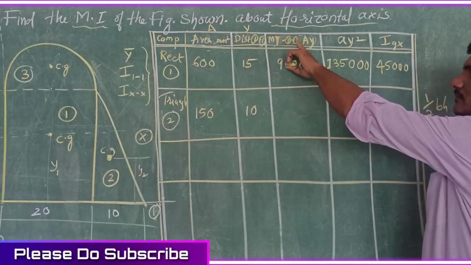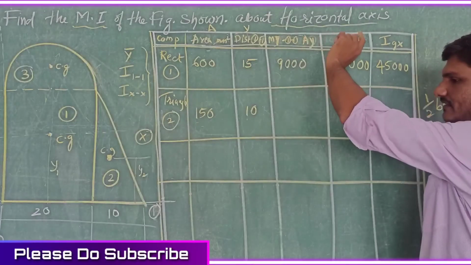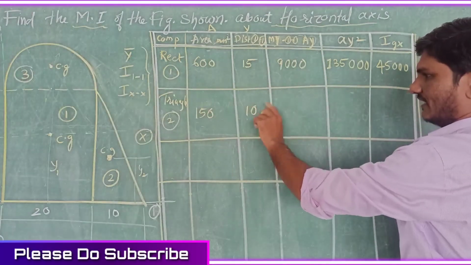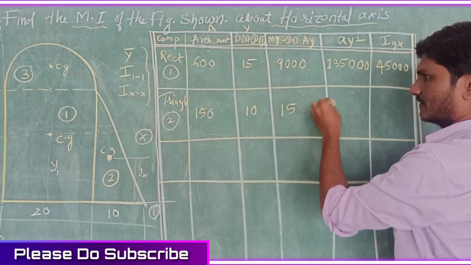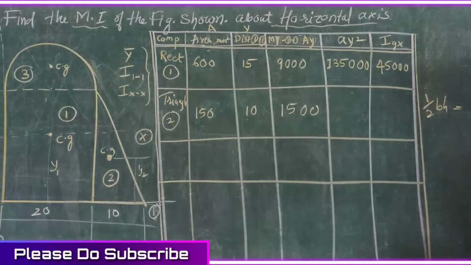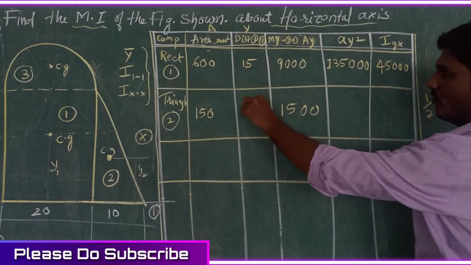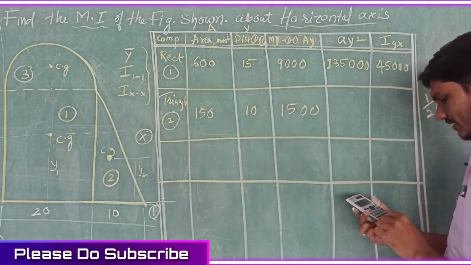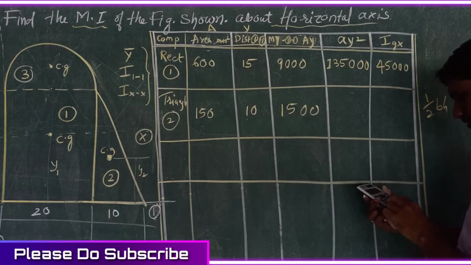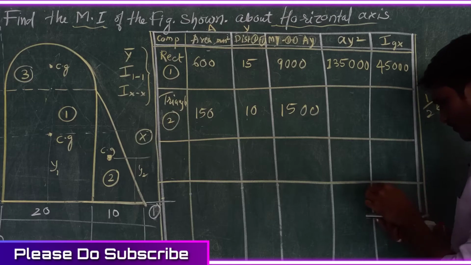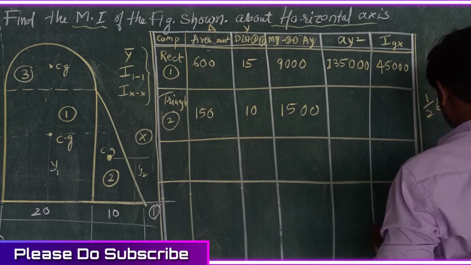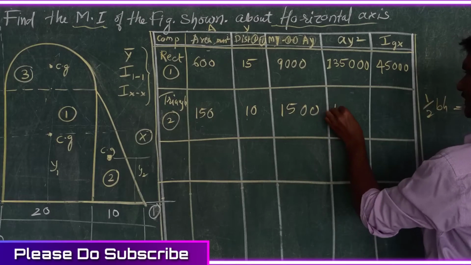Then the moment of inertia about the reference line, that is A y. So A into y, 150 into 10, so it is 1500. And A y square, y square is nothing but 10 square, so 10 square into area 150, so we obtain 15,000.